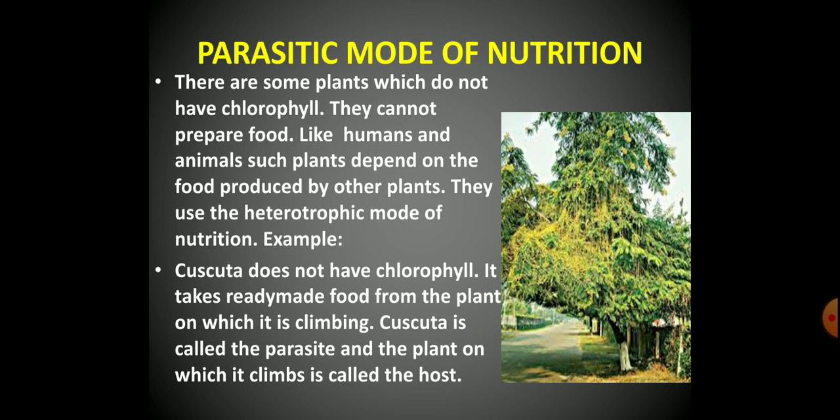So it's a surprising fact that there is a plant known as Cuscuta which does not have chlorophyll. It climbs on other plants and absorbs the minerals produced by them. The Cuscuta climbs on the plant. The plant that it climbs on is known as the host, and the Cuscuta is called the parasite.